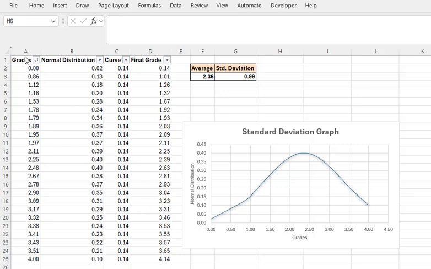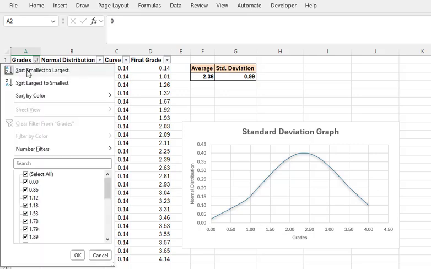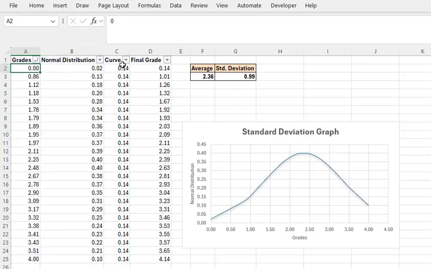So first off here, we've got grades of students in the class. We've got about 24 students here, and I've already put them in order from lowest to highest. All you have to do is right click here. Let's right click. There we go. And sort smallest to largest is what I did there. And then I have normal distribution curve, final grade, and the average and the standard deviation.